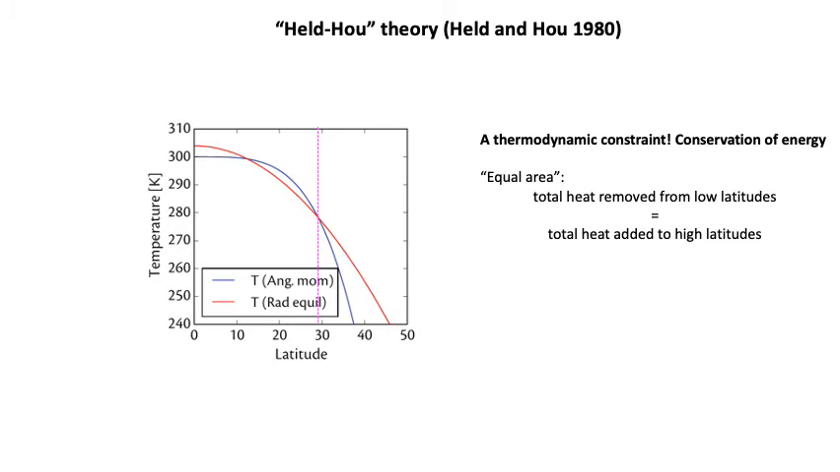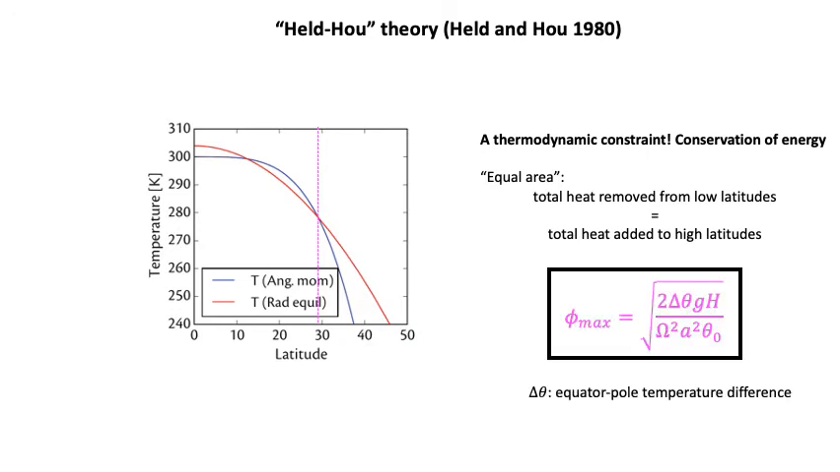So we often say this is just an equal area argument in terms of the total heat removed from low latitude, so that area between the two curves up to about 12 degrees latitude has to equal the total heat added to high latitudes. So between about 12 degrees and then something close to 30 degrees, where that pink line is. And so that pink line really corresponds to what we call the maximum latitude of the Hadley cell, or the poleward edge of the Hadley cell.